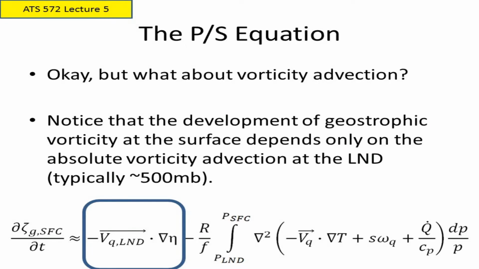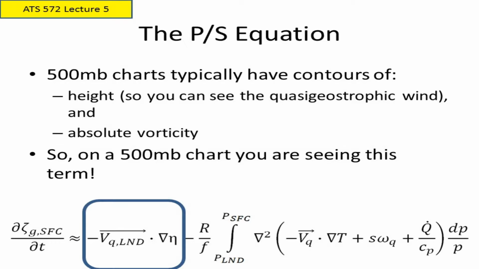So notice that the development of geostrophic vorticity at the surface depends only on the absolute vorticity at the level of non-divergence in the Pedersen-Sutcliffe equation, which in practice on synoptic scales is typically somewhere near the 500 millibar level, which is why when you pull up a 500 millibar chart, it typically has contours of height, so that you can get a sense of what the quasi-geostrophic wind looks like, and absolute vorticity, so that you can see, based on how they're crossing and how you get the little solenoids and everything, you can find areas of positive vorticity advection and negative vorticity advection.